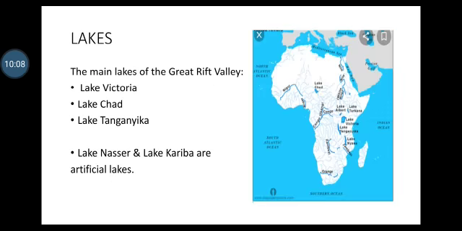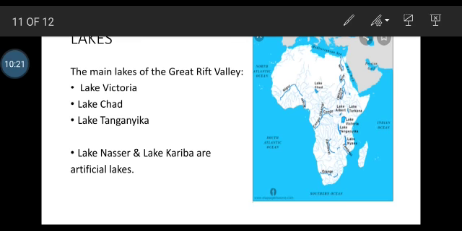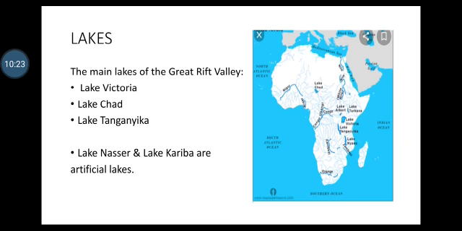Now lakes. The main lakes of the Great Rift Valley are Lake Victoria, Lake Chad, and Lake Tanganyika. Lake Nasser and Lake Kariba are artificial lakes. Artificial means man-made lakes. Fine. Next, so these are all the physiographic divisions of Africa.